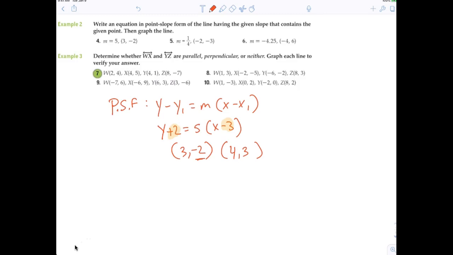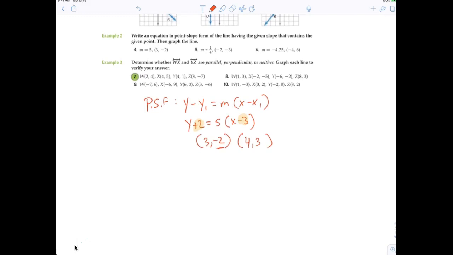Anybody? Okay. So now write me the equation real quick. Go ahead. y plus 3 equals 1/4 parentheses x plus 2. Simple.